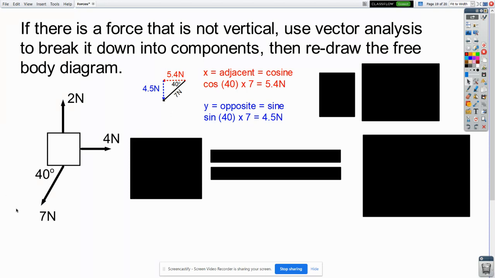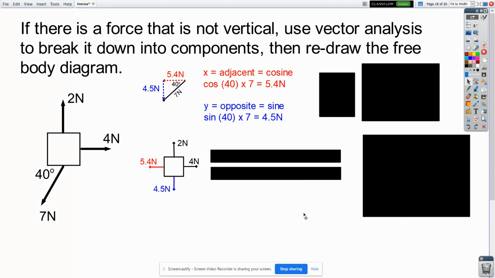So what I can do then is I can replace the 7 Newton 40 degrees with those two new vectors. I can take this one out now. I don't need it anymore. And I can replace it with the 4.5 newtons to the left and the 4.5 newtons down. I said that backwards, a little dyslexic moment. 5.4 newtons to the left, 4.5 newtons down.